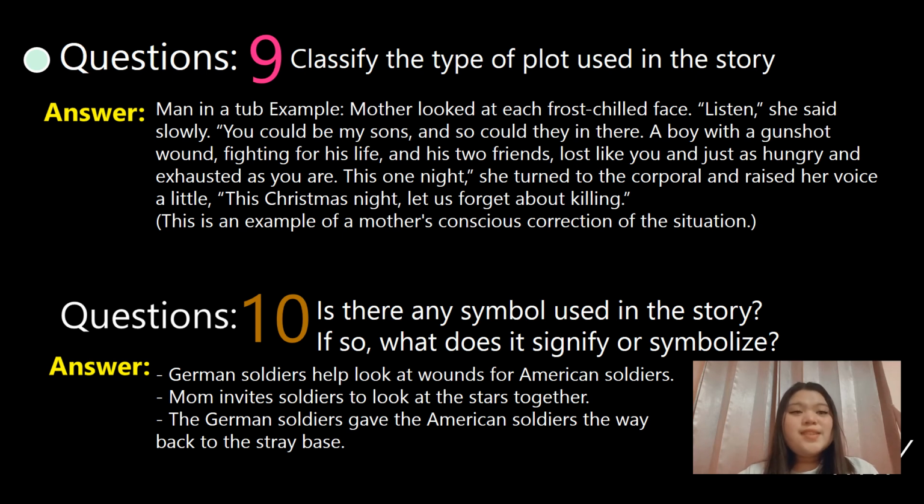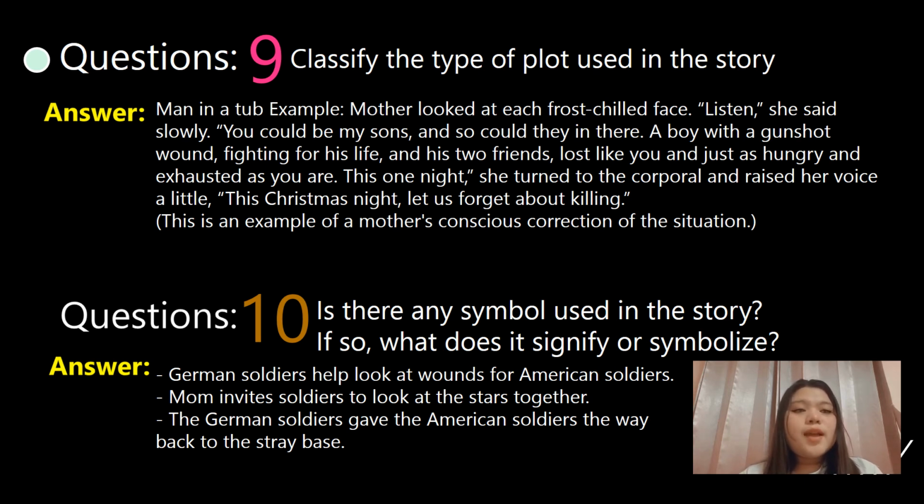So the next question is question 9. Clarify the type of plot used in the story. Answer is man versus self. Example: Mother looked at each frightened child's face. "Listen," she said slowly, "you can be my son." And so could they.